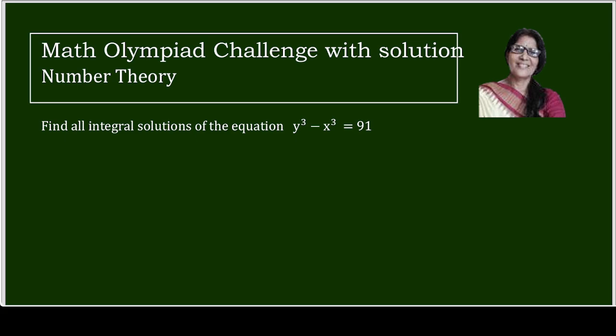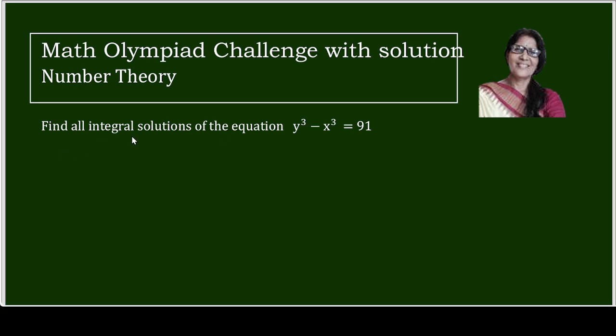Today I have taken a Math Olympiad challenge from number theory. Find all integral solutions of the equation y cubed minus x cubed equals 91. This is a Diophantine equation, which means there are two variables but only one equation, so many solutions are possible.